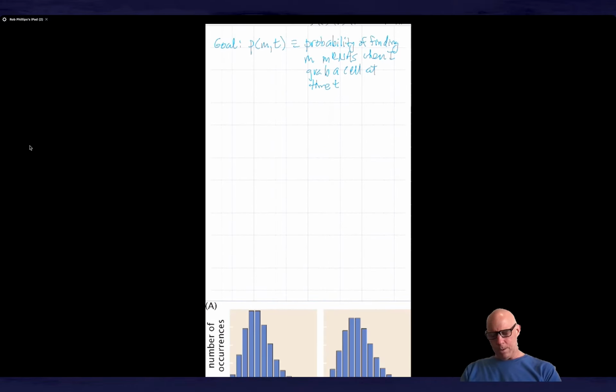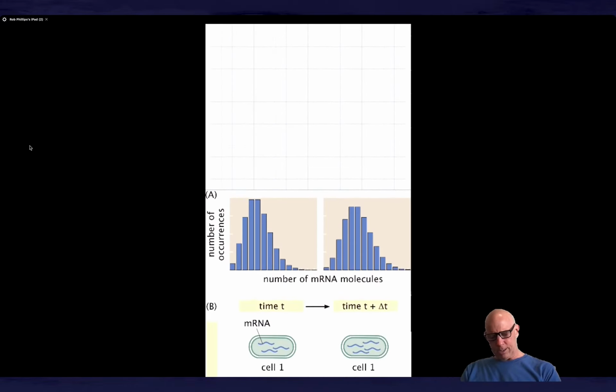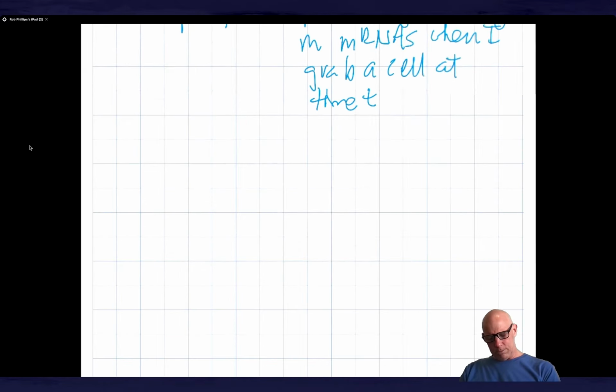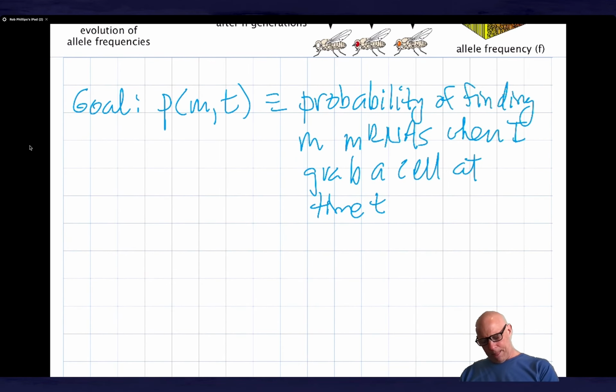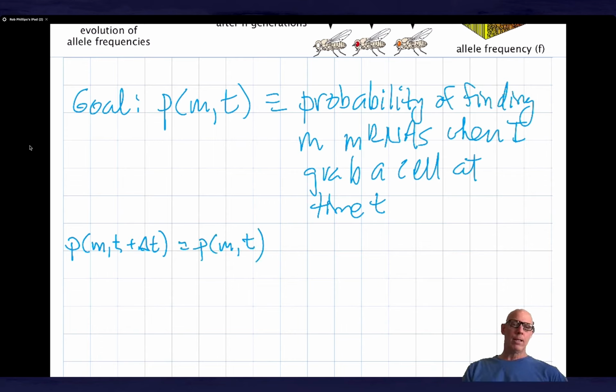So I think what I want to do is I now want to try to actually write this out. So our goal is to write the probability of finding m mRNAs at time t plus delta t. And as we have done already a number of times before, we're going to say that that's equal to the probability of finding m mRNAs at time t. And then we're going to find all the ways to add to the little skyscraper at position m on the histogram, and all the ways of subtracting from that histogram.